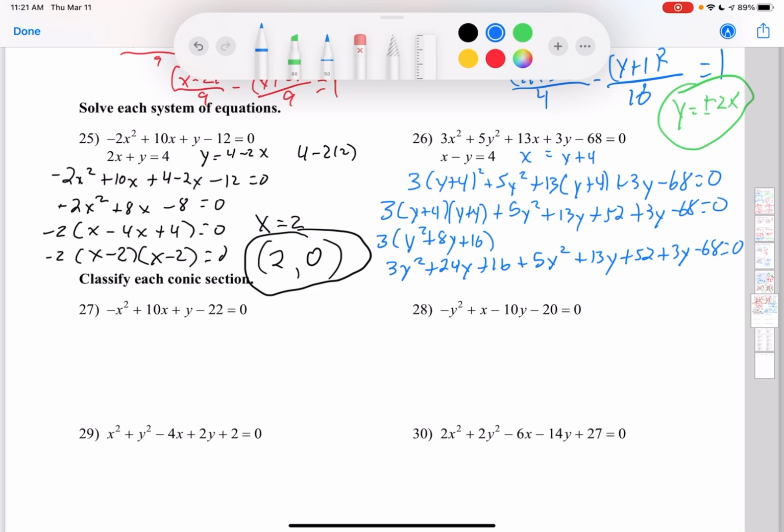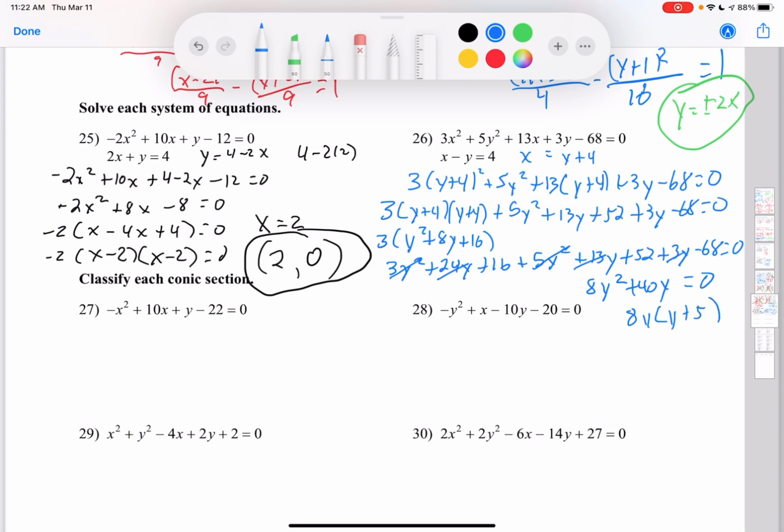So that's 8y squared. So that takes care of that one and that one. We've got 24 and 13 is 37, so plus 40y. And I've got 16 plus 52 minus 68. Pleased to be divisible by 8. Oh, that's equals 0. Even better. That's 0. So equals 0.